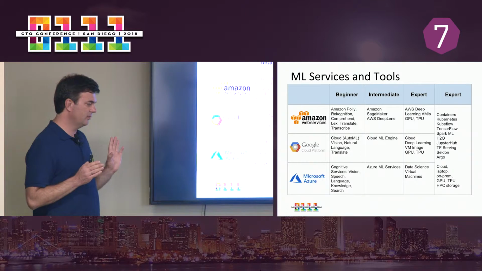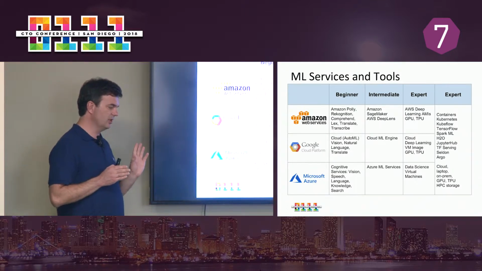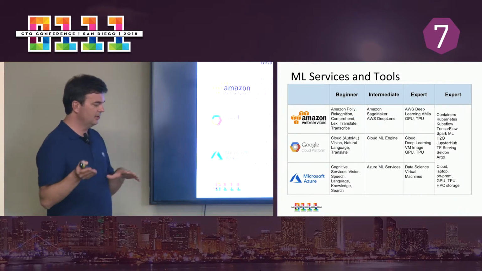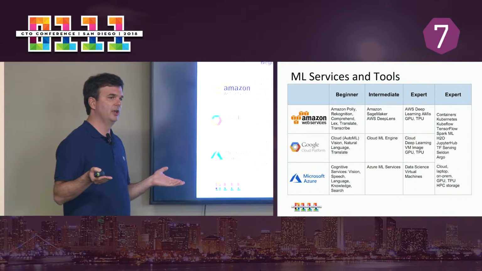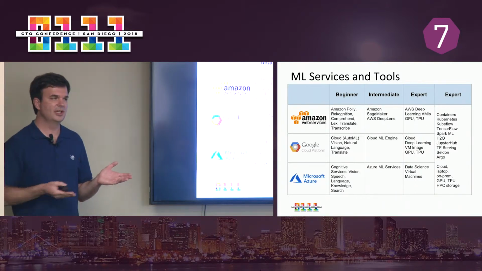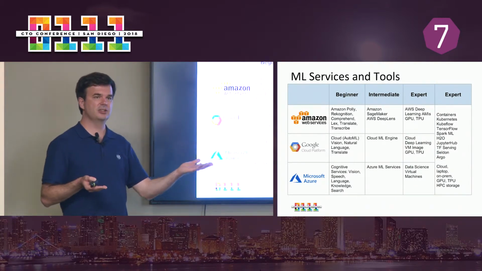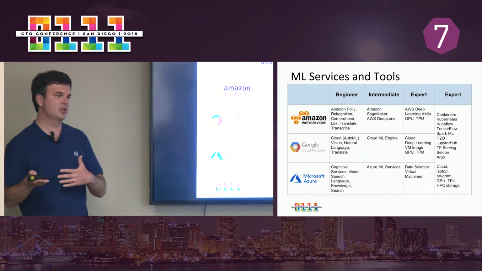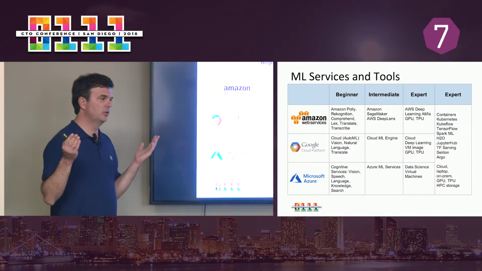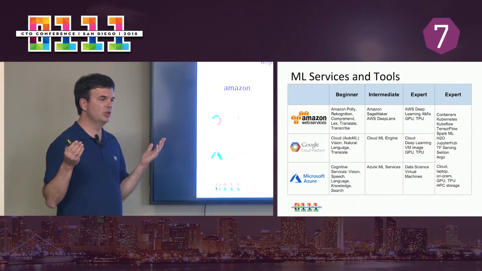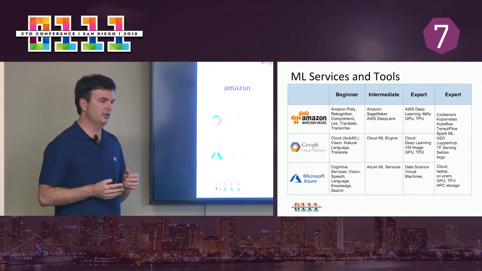On Amazon, for example, there are services like Polly, Rekognition, Comprehend, Translate, and so on. They will do image recognition for you. They will do translation. You will send them text in English and it will translate it to Spanish, and so on. You don't have to really understand how it works. You don't have to be an expert on machine learning. You just send it.